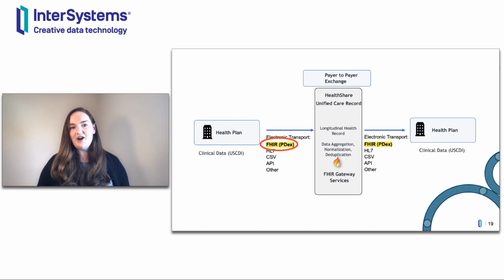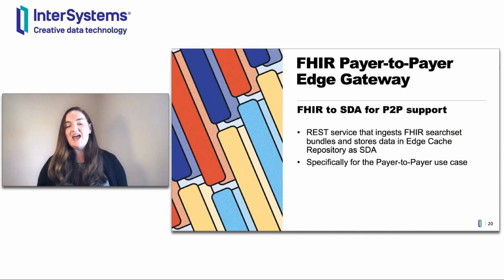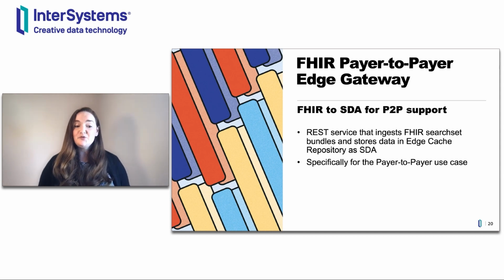Returning back to this diagram, I wanted to highlight the left side here, which shows FHIR ingestion into UCR. We have created an edge gateway for the FHIR payer-to-payer use case. It has a REST service, which ingests a FHIR search set bundle, and then uses our FHIR to SDA transforms to store that data as SDA.